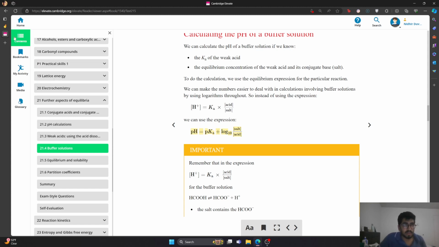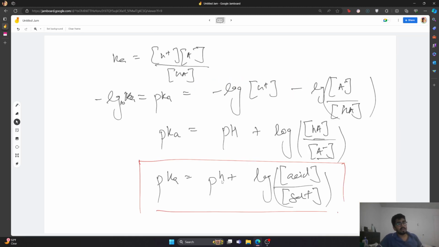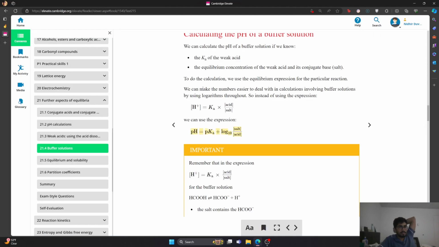So this is what it is talking about. They have taken pH because pH is what we generally need to find. If you take it to the other side, then it becomes salt by acid correspondingly. If you want to remember it, you can, but otherwise you can derive it also. This is always given from the equation, and then you just have to take minus log 10 on both sides.